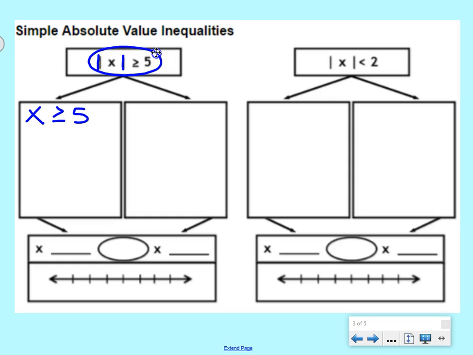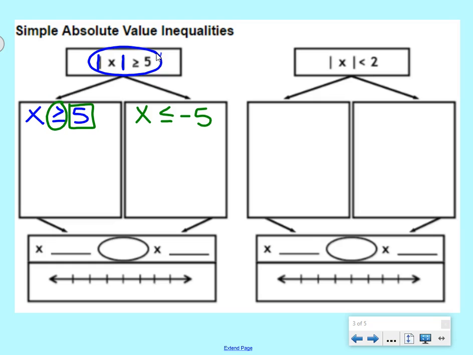Then in the second box, we have to flip two things. We have to flip the inequality symbol to be less than or equal to, and then we have to flip the positive 5 to a negative 5. So we have to do two things. And for this one, it's solved. We have x is greater than or equal to 5, and x is less than or equal to negative 5.